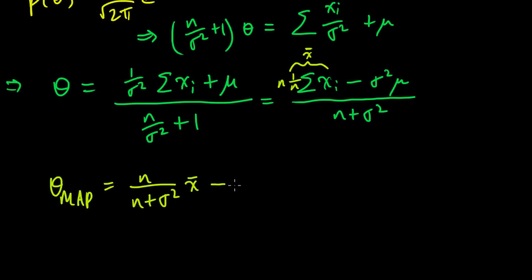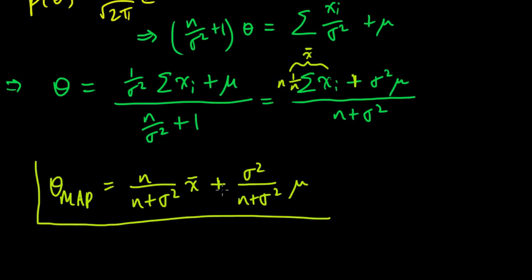plus sigma squared over n plus sigma squared mu. Wait, where did that minus sign come from? That should be a plus. That was plus, so this is plus. Okay, so now we have our formula. I just divided both sides by this n plus sigma squared. So this is our formula for the MAP.